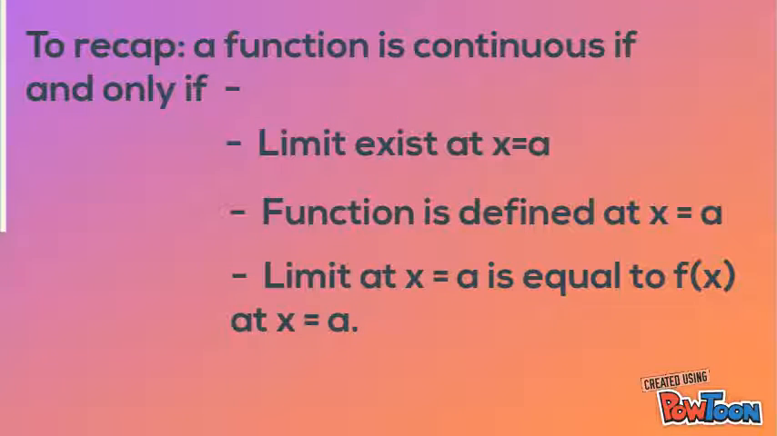So to recap everything here, a function is continuous if and only if the limit exists at x equal to a, the function is defined at x equal to a, and the limit at x equal to a is equal to f of x at x equal to a.